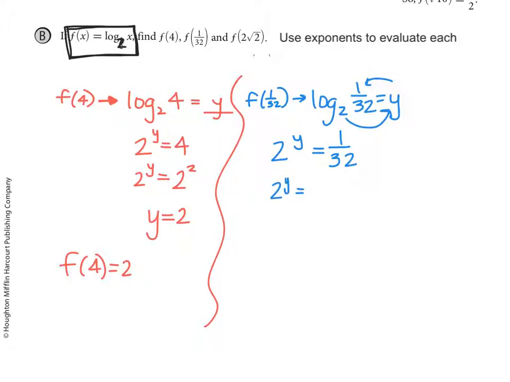We can talk about how to do that tomorrow. I'm just doing that with a factor tree. So this is 1 over 2 to the 5th. And remember, I need a reciprocal of this, and reciprocals happen when we have negative exponents. So this is 2 to the y equals 2 to the negative 5th. Well, if that's my exponent, then that means y equals negative 5. So f of 1 over 32 equals negative 5.